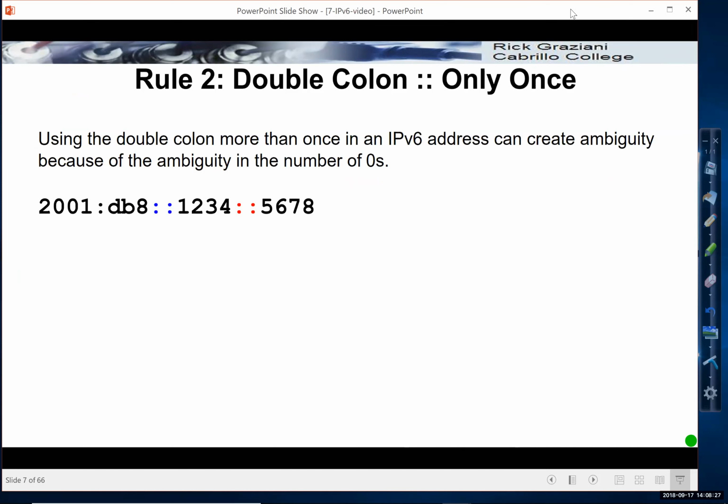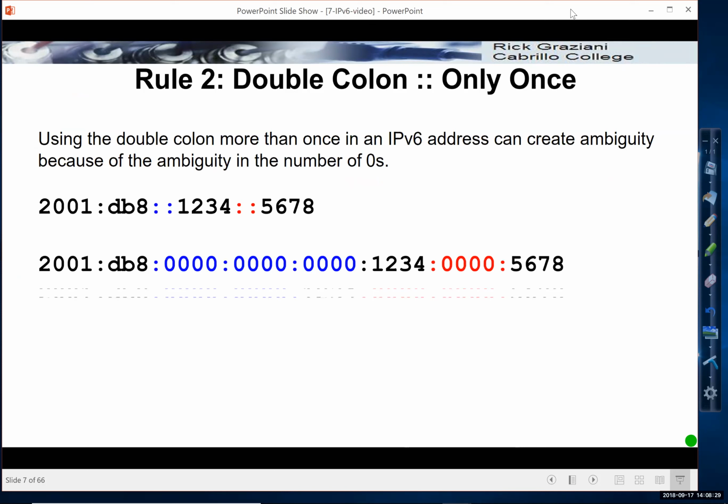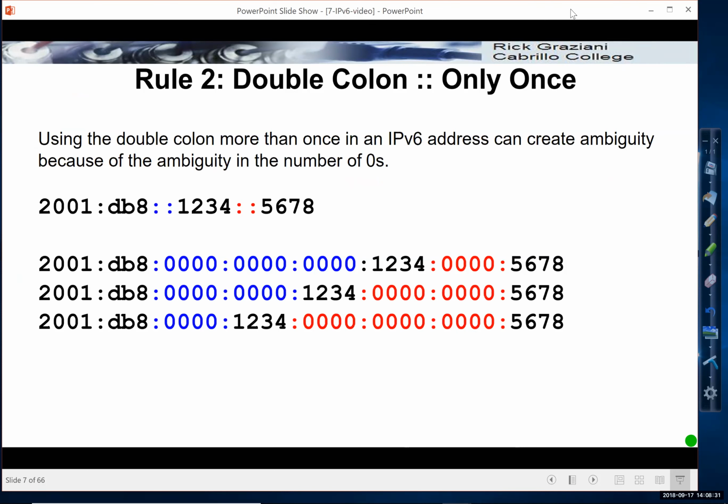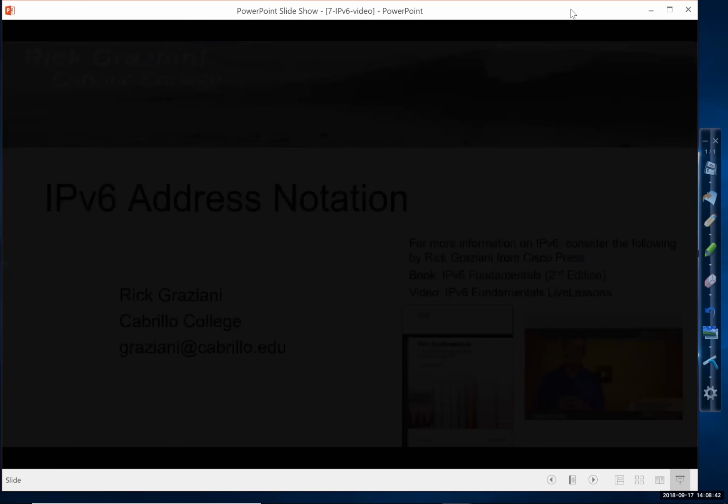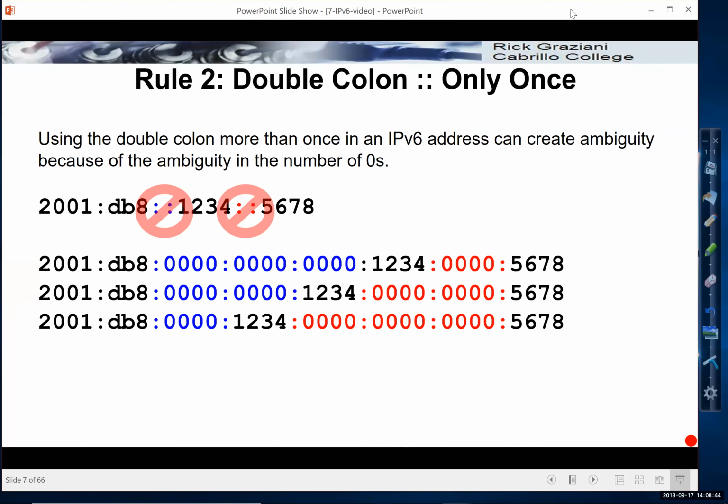This we cannot do. Why? Because we wouldn't know what this looked like. There's too much ambiguity in how many zeros are in each group. So, we can only use it once.